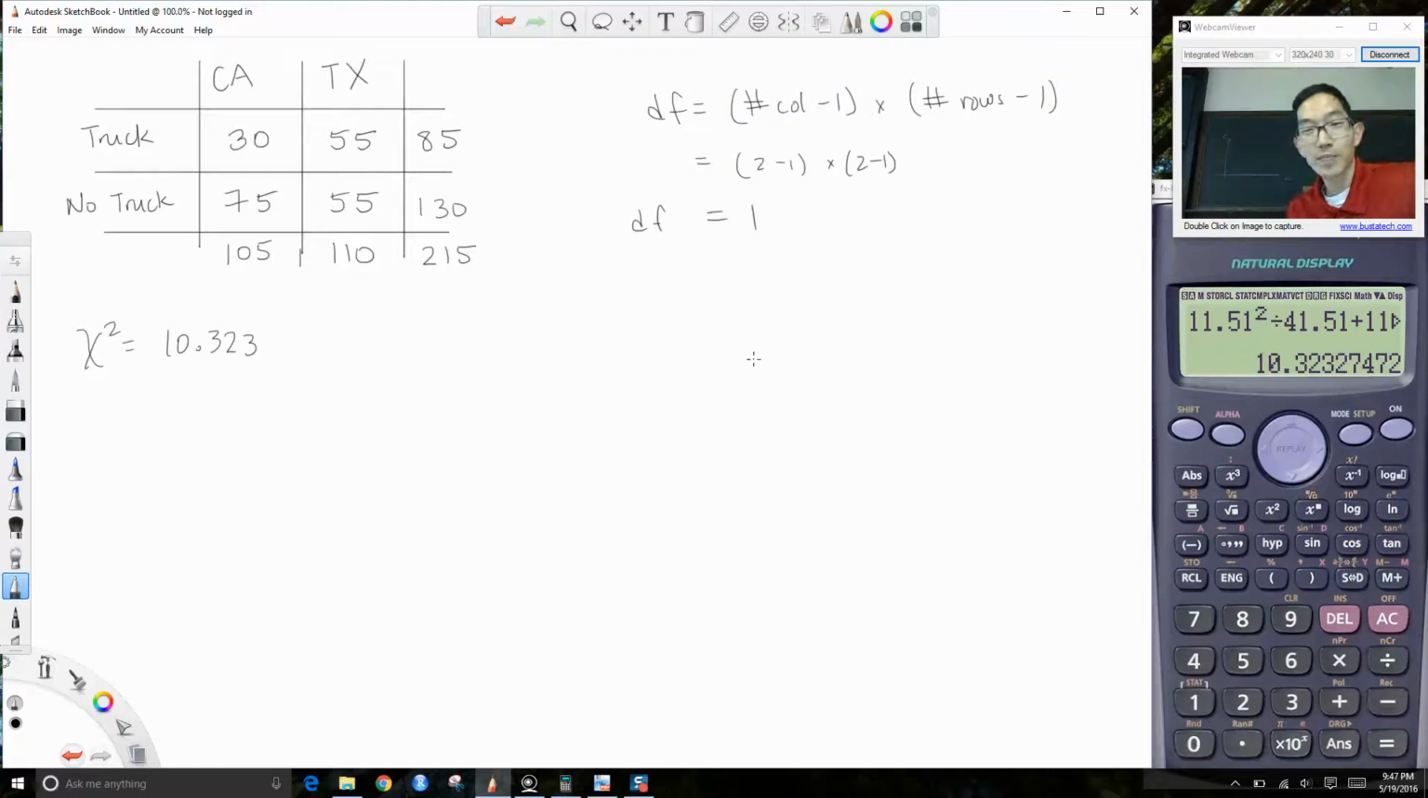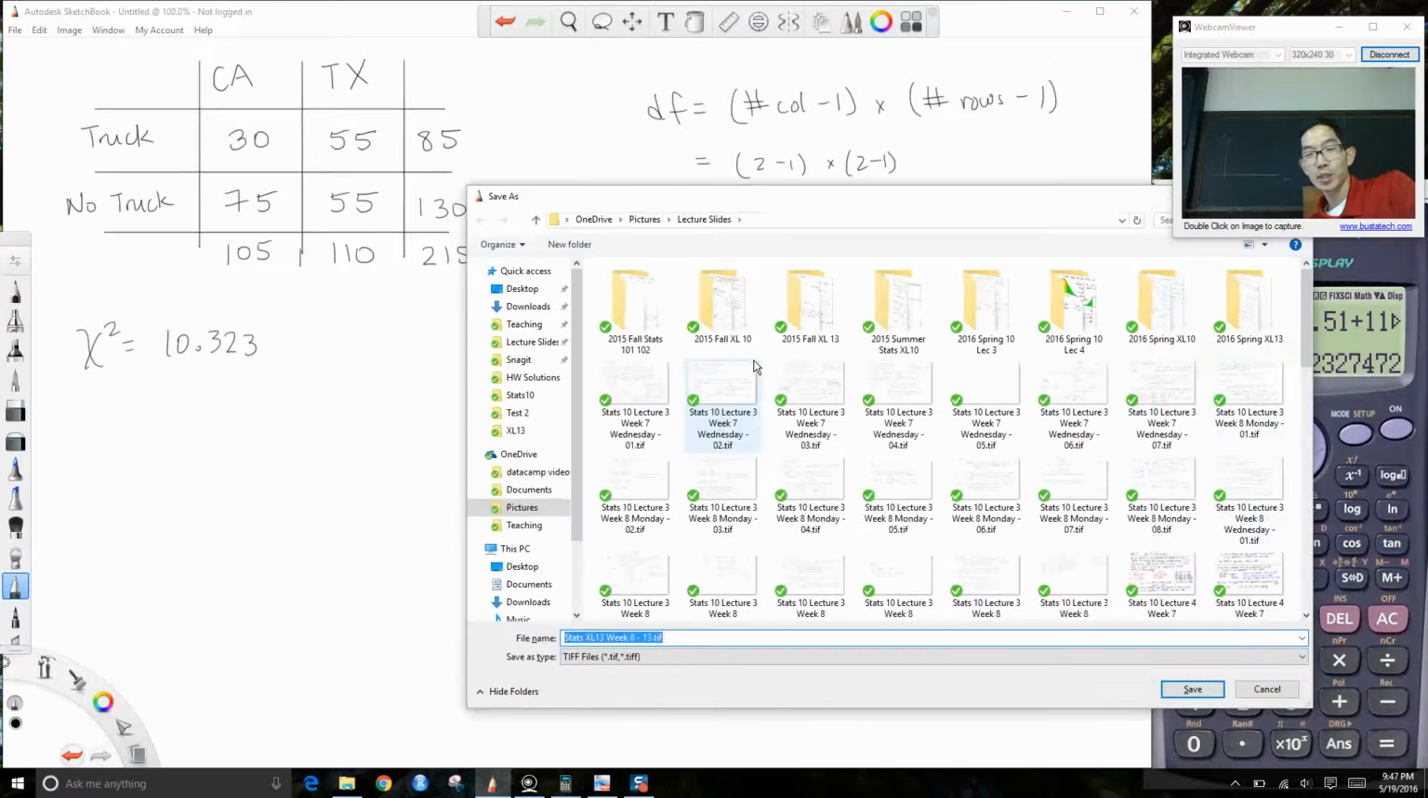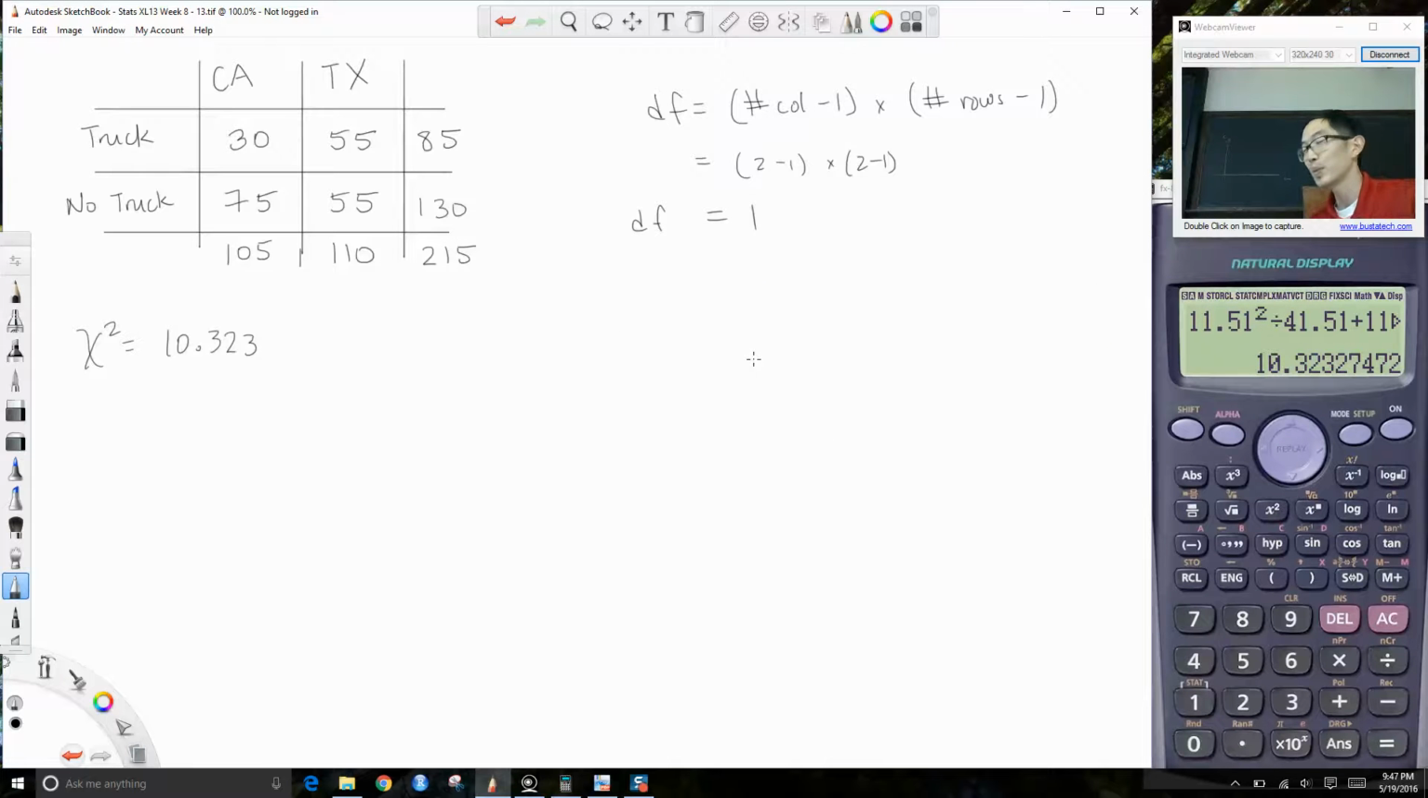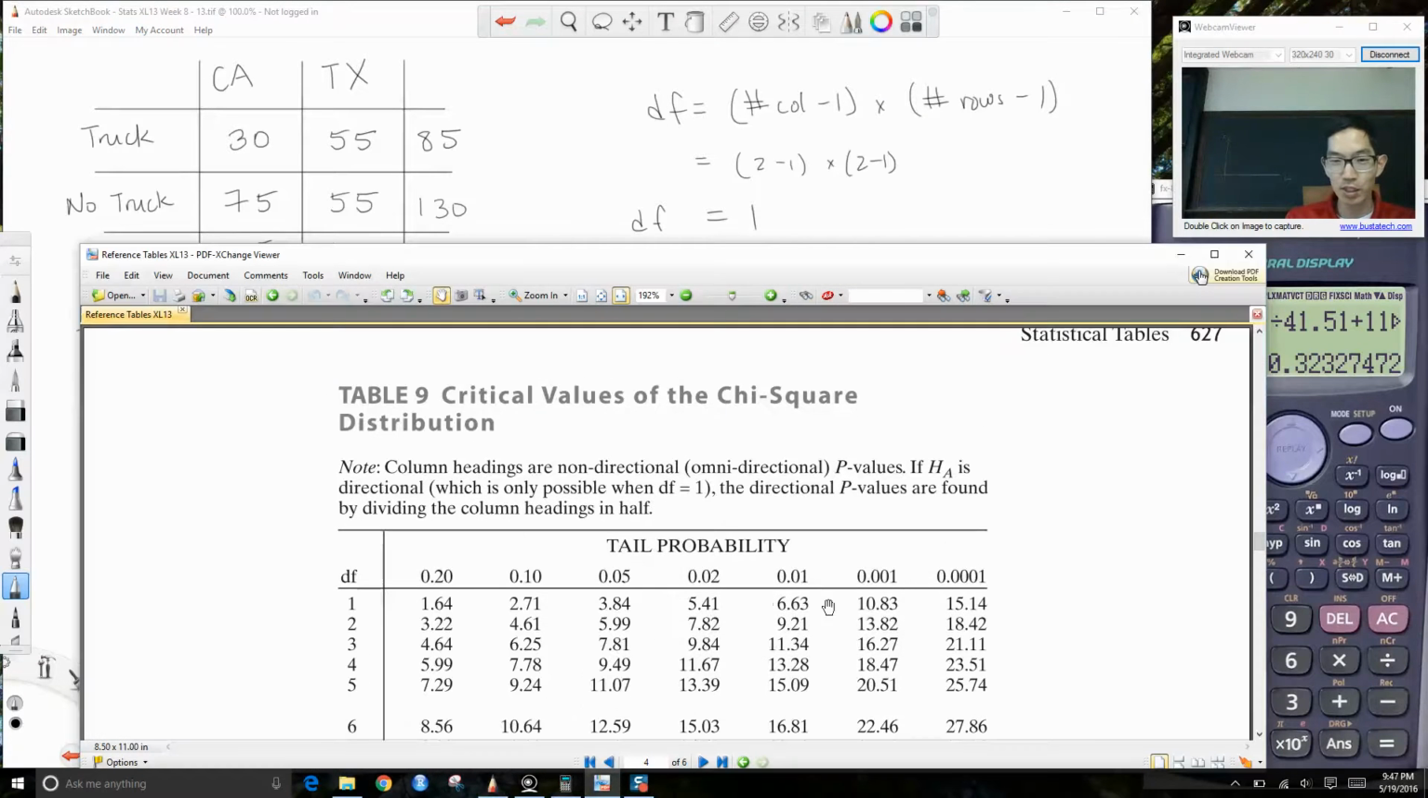We can expand this to an R by K table, where you have more rows and more columns, and the same principle applies. You figure out your expected counts the same way, and you figure out the chi-squared statistic the exact same way. It's just a little bit more tedious in that now you have, like, 9 cells to add up. Okay, so we're going to look up 10.323 in our chi-squared table.